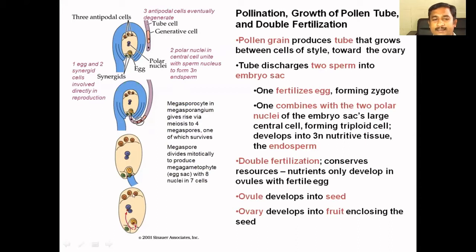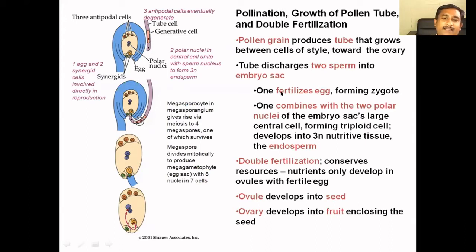There are already two cells, and then one goes here. There are 3n, this is 3n in number. This polar nuclei, plus one of the two polar nuclei, plus these other two polar nuclei here in the embryo sac. Okay, and apart from that, one among these combines with this polar nuclei, and one fertilizes the egg.